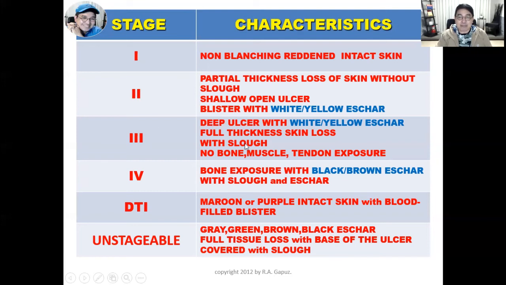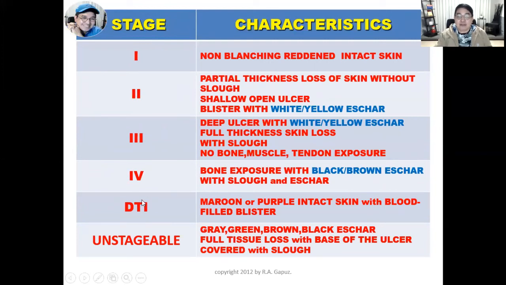Stage 3, you have a deep ulcer with white or yellow eschar. When we say eschar, these are tissues with no blood supply, or simply dead tissues. Full thickness skin loss with slough, no bone, muscle, or tendon exposure. So in stage 3, you just have exposure of fat, maybe, but no bone, muscle, and tendon exposure. Once you have exposure of the bone, muscle, and tendon, then that's going to be stage 4, when you have black and brown eschar.